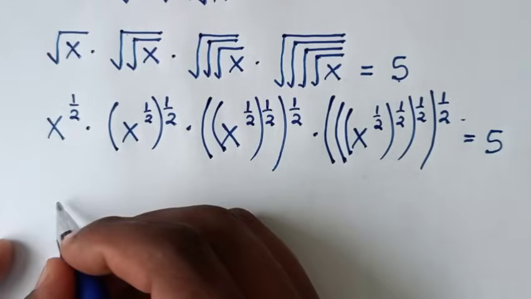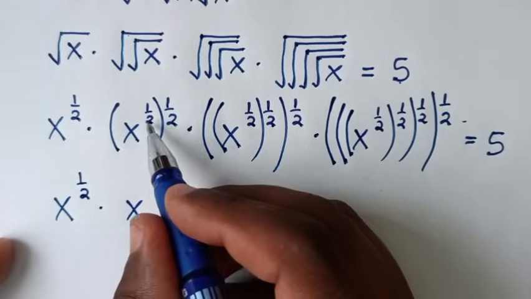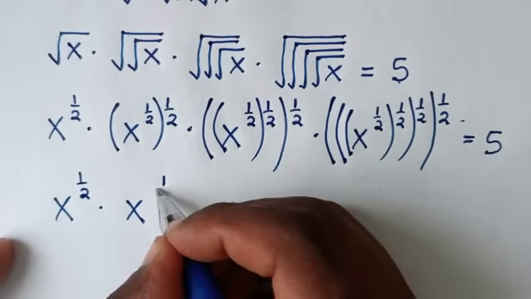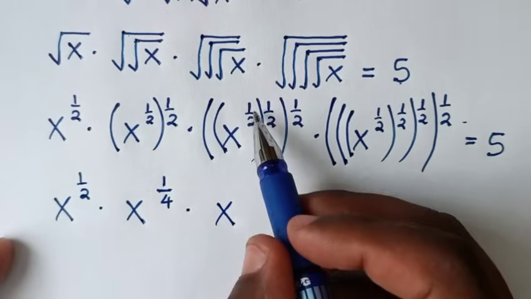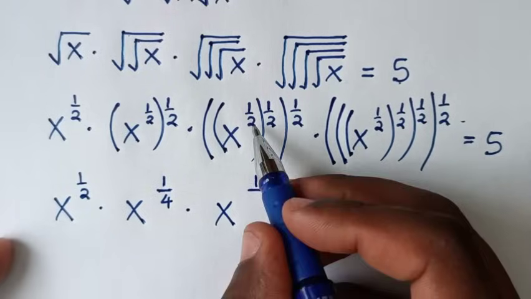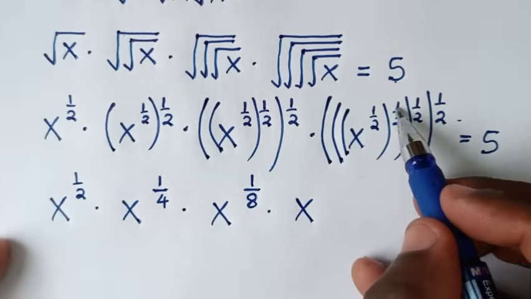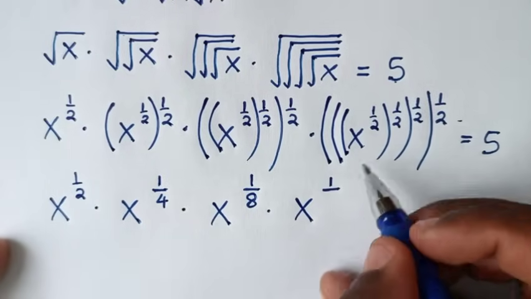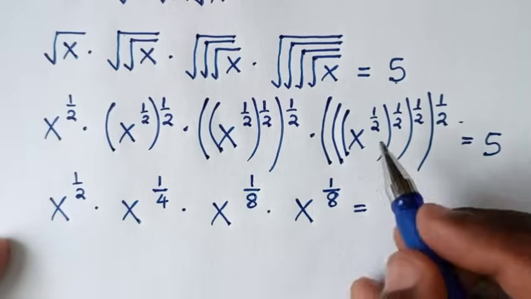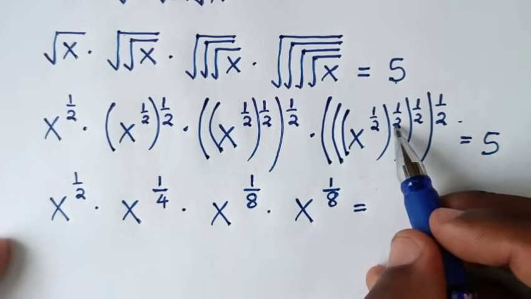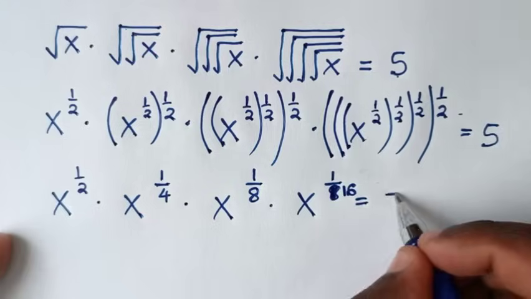Then in the next step it will be x power of a half, then times x power of a half times power of a half, it will be 1 times 1 is 1 over 2 times 2 is 4, then times x, here power of 1 times 1 times 1 is 1 over 2 times 2 times 2 is 8, then times x, power of 1 times 1 times 1 times 1 is 1 over 2 times 2 times 2 times 2. 2 times 2 is 4, 2 times 2 is 4, so 4 times 4 it is 16, so here it will be 1 over 16, then is equal to this 5.